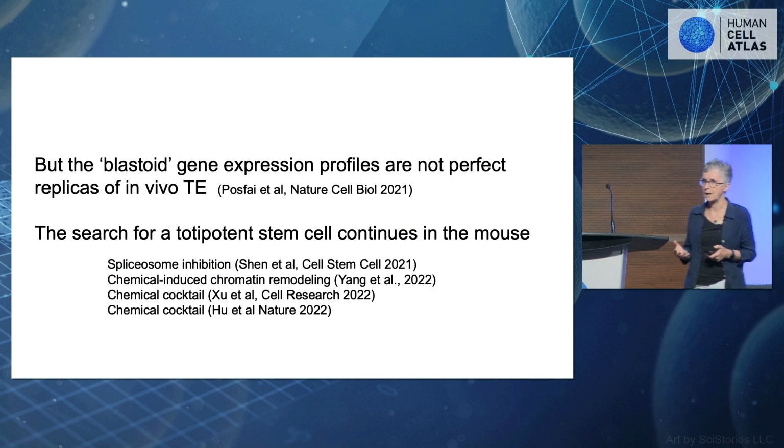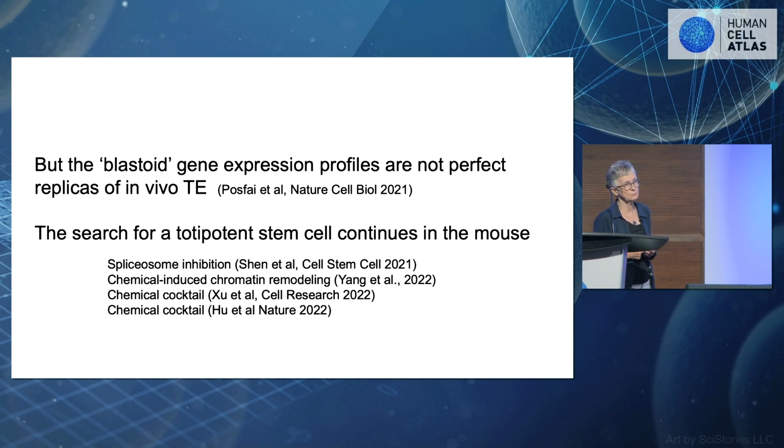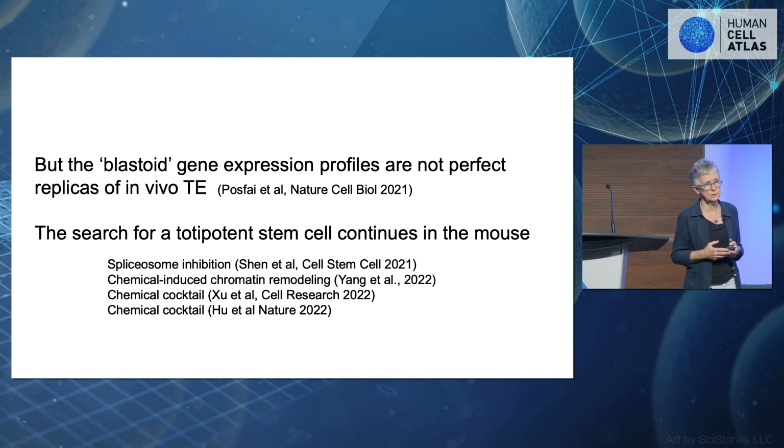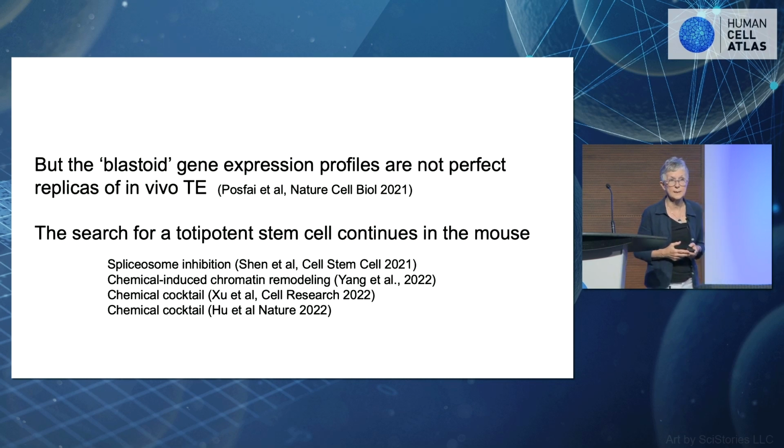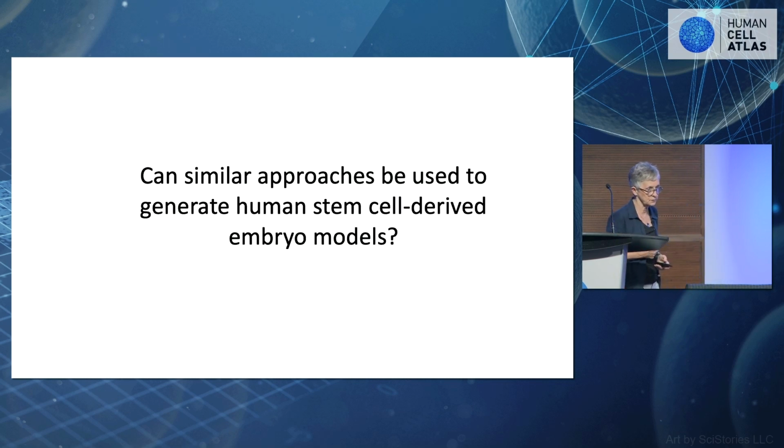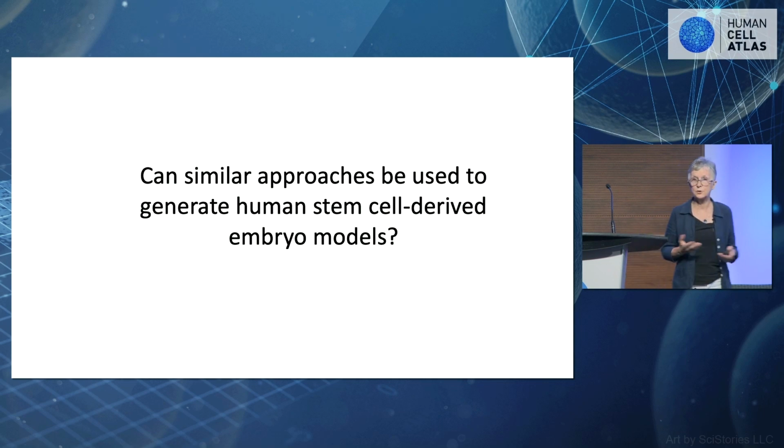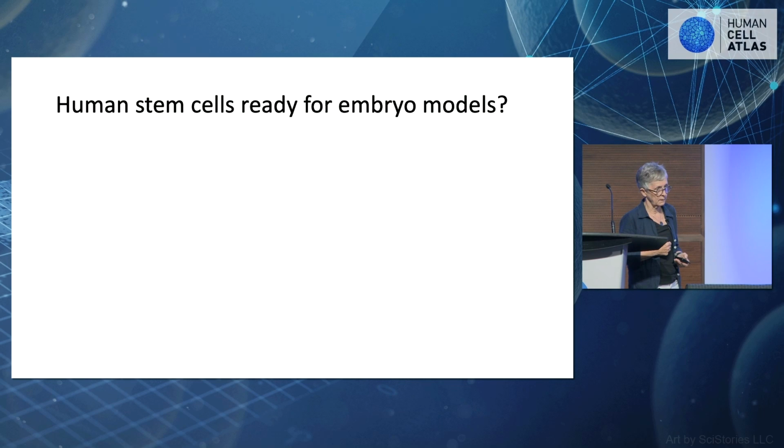If you're on the human side and you want to study these same stages in early human development, then you have a lot of restrictions, both legal, regulatory, ethical, and just pure access to material. So there's a lot of interest in asking, indeed, whether you could make stem cell models that would give you an unlimited resource of cells for studying human development. So can you use similar approaches, blastoids or various recombination structures, to generate human stem cell models?